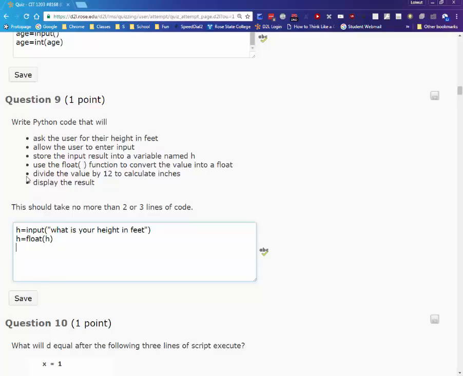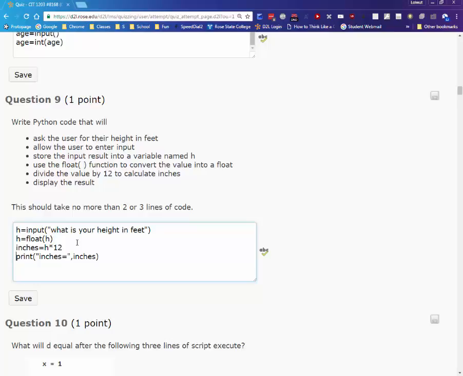Now we want to supposedly divide the value by 12. That's kind of dumb. H is equal to H divided by 12. That's one way to write it. It really should be times 12 to get to inches. We could give it a better variable name. Inches is equal to height divided by 12. Really times 12. And then we just need to print that out. Print inches equals comma, like that.